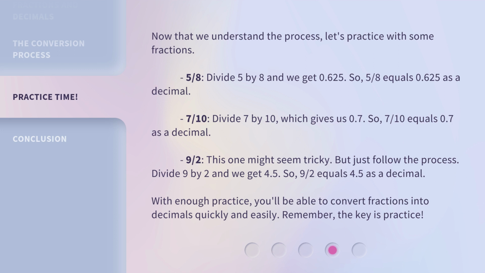9/2. This one might seem tricky, but just follow the process. Divide 9 by 2 and we get 4.5. So, 9/2 equals 4.5 as a decimal. With enough practice, you'll be able to convert fractions into decimals quickly and easily. Remember, the key is practice.